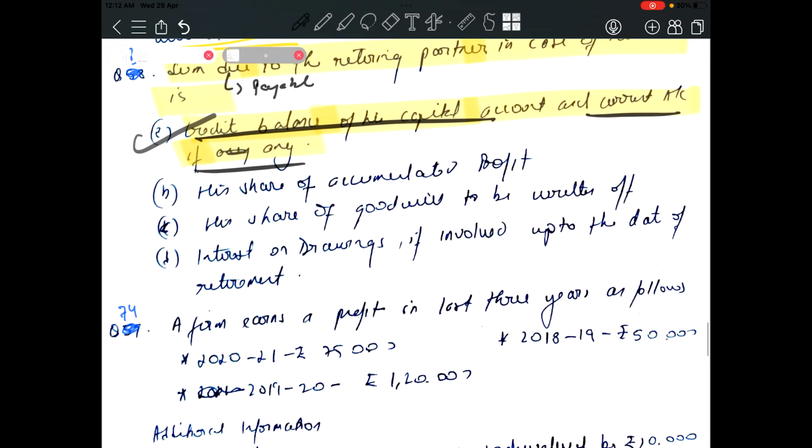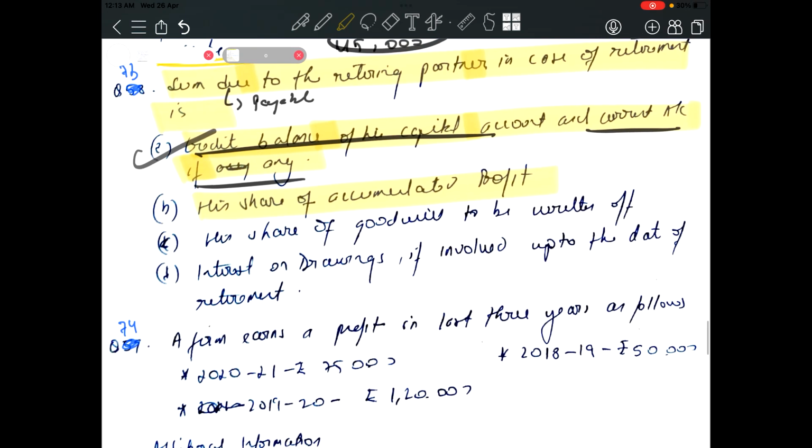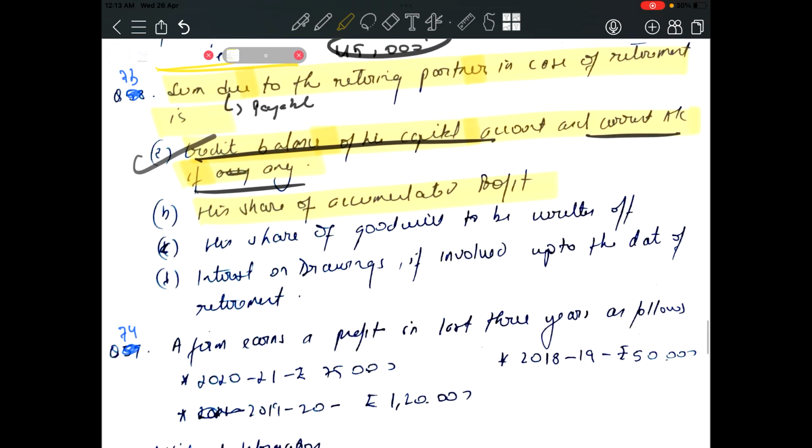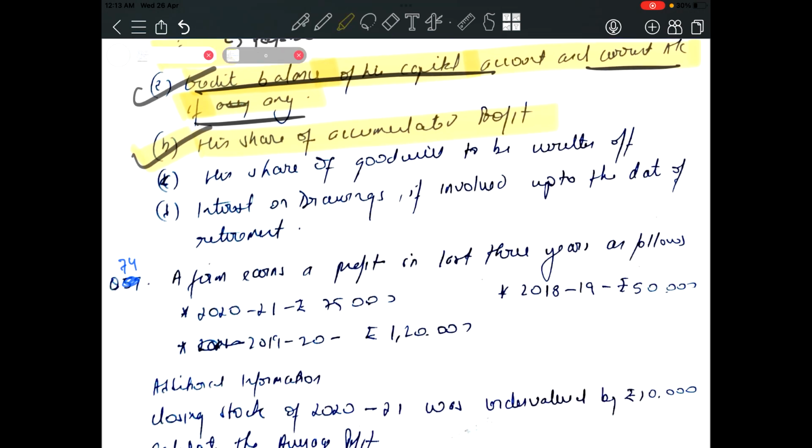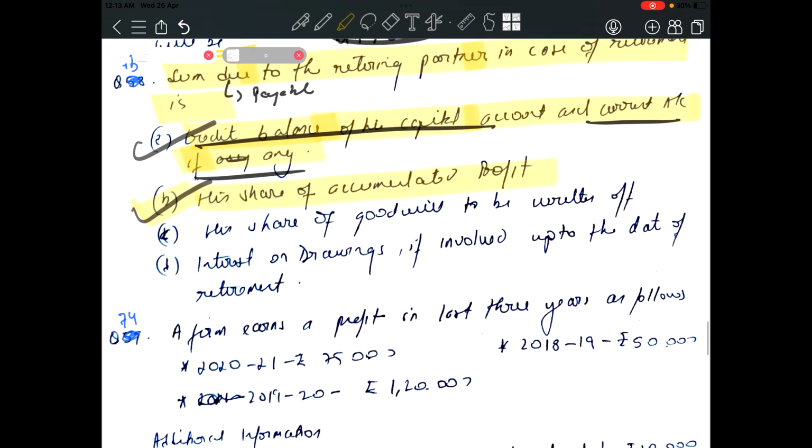Now let's further read. There may be other options also. His share of accumulated profits. Will he get his share of accumulated profit? Yes, he will get his share of accumulated profit. This is also a right answer. Now let's read point number C. His share of goodwill to be written off.